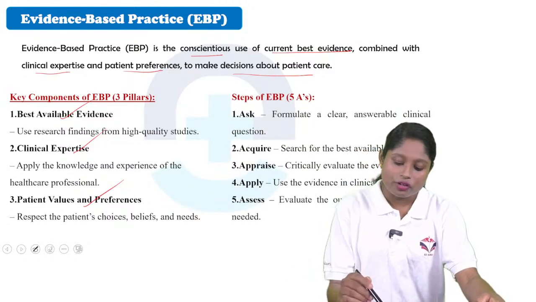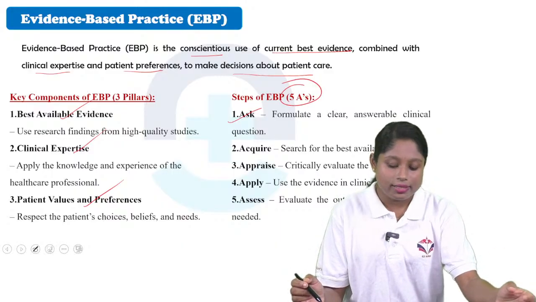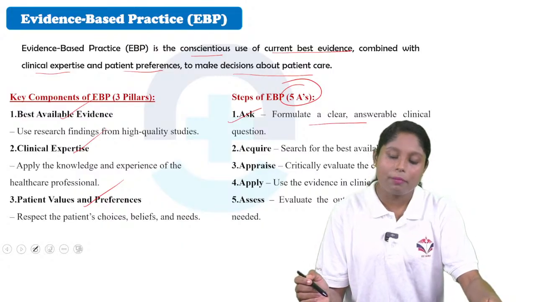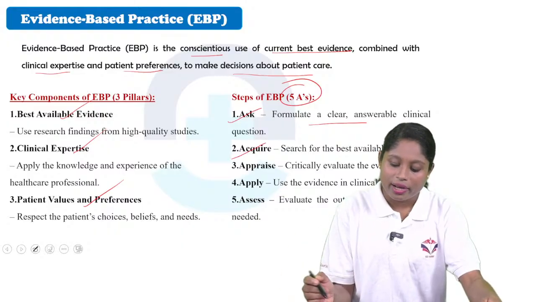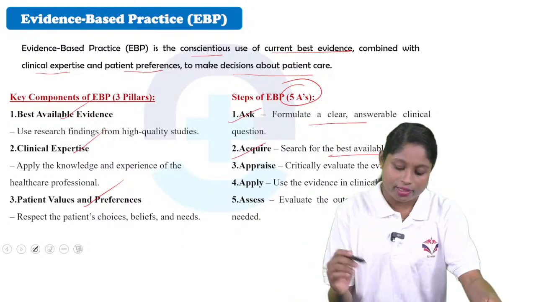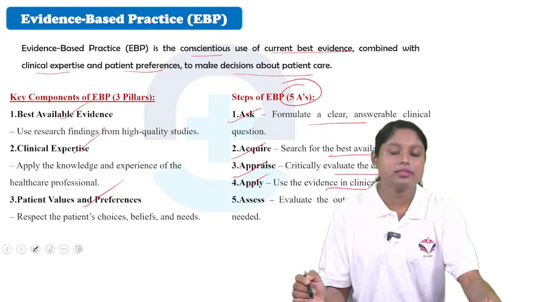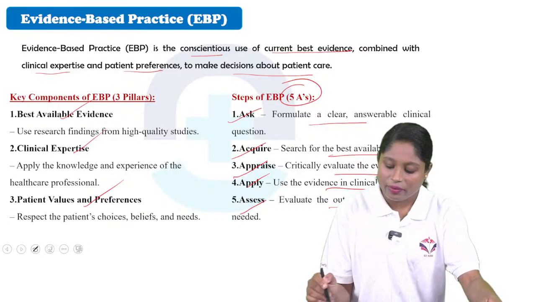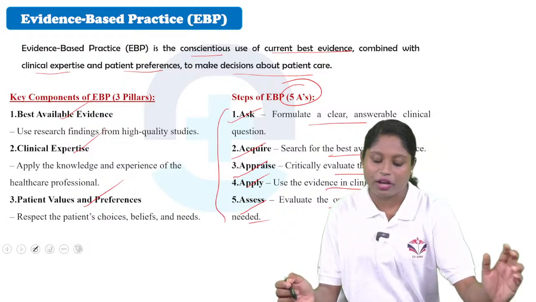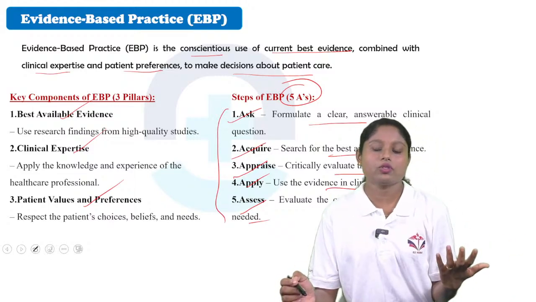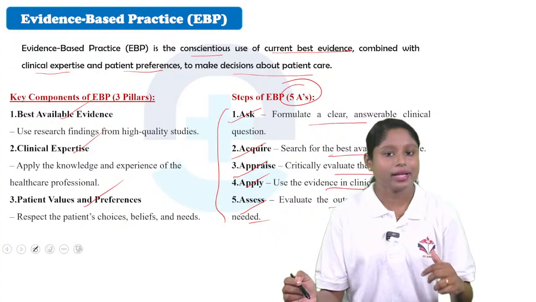So what are the steps? It is the 5 A's. First one is Ask: formulate a clear, answerable clinical question. Acquire: search for the best available evidence. Appraise: critically evaluate the evidence. Apply: use the evidence in clinical practice. Assess: evaluate the outcome and improve if needed. So in evidence-based practice, the 5 A's are ask, acquire, appraise, apply and assess.